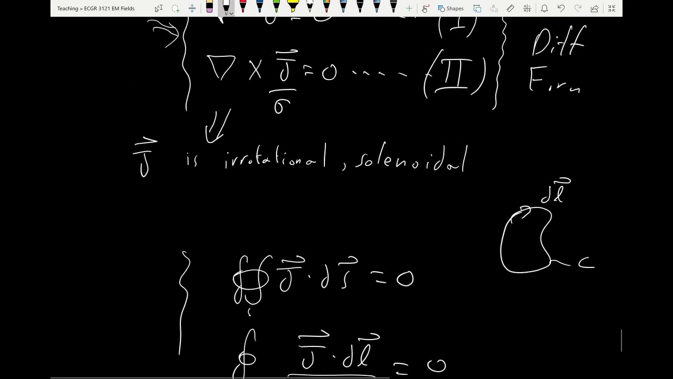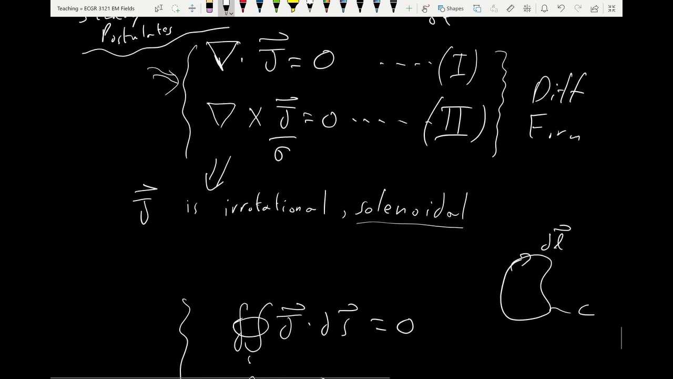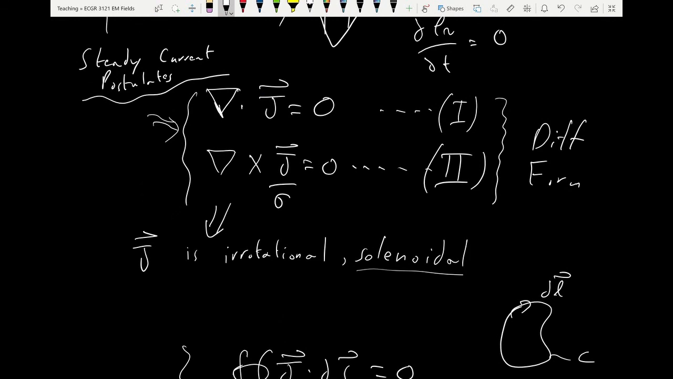What does it mean for a field to be solenoidal? That means it doesn't have a source. So for a steady current, there is no source. There is no point in space where that current is flowing out, and the lines all close on themselves. The current flows in a circuit, a closed path.